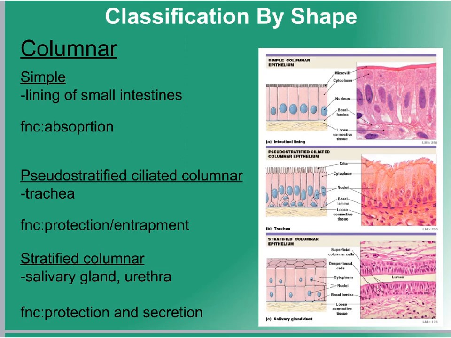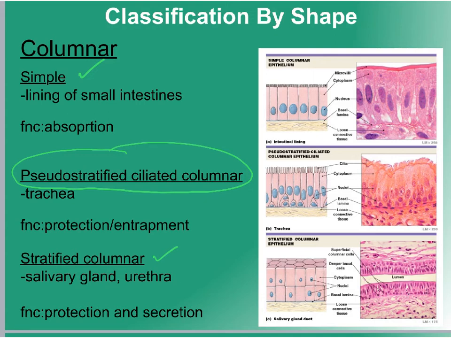Okay, so let's look at the types of columnar epithelial tissue. Now here there is simple, like we've had before, and stratified. But now we see this weird long-named one that we haven't seen yet. So I'm going to cover simple and stratified first, and then I'll cover the pseudostratified.